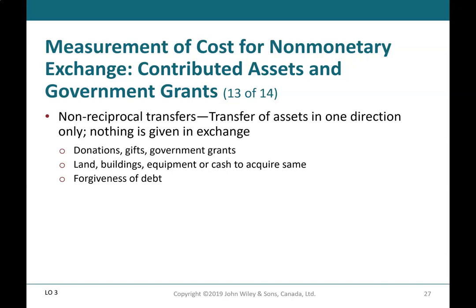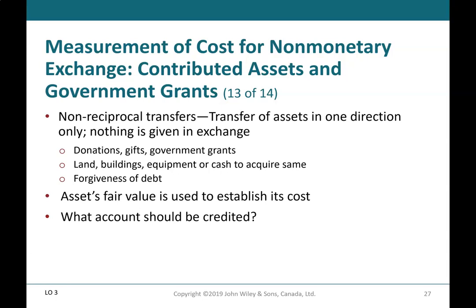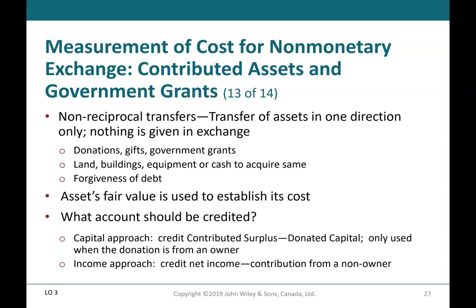Forgiveness of debt. The asset's fair value is used to establish its cost. What account should be credited? Capital approach: credit contributed surplus, donated capital, only used when the donation is from an owner. Income approach: debit the asset, credit net income. Contribution from a non-owner.